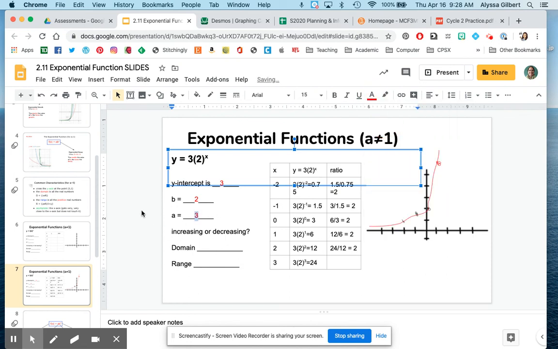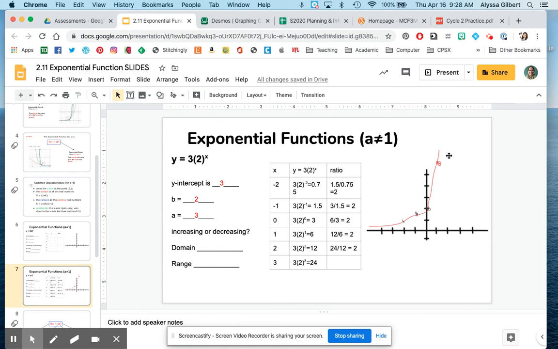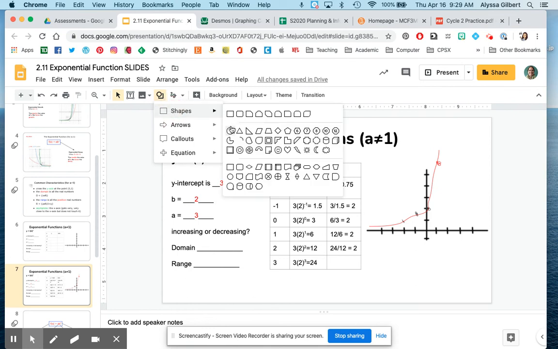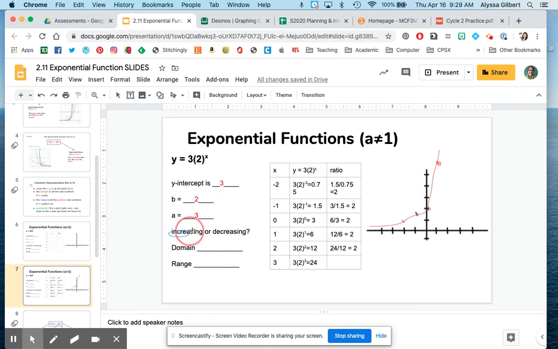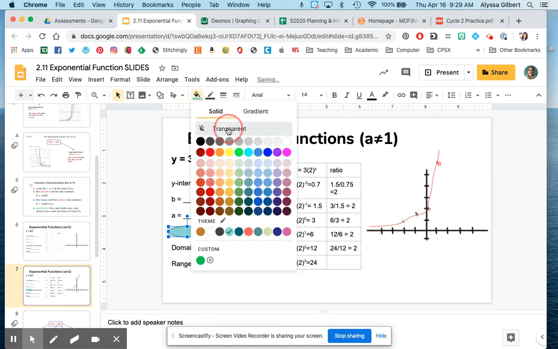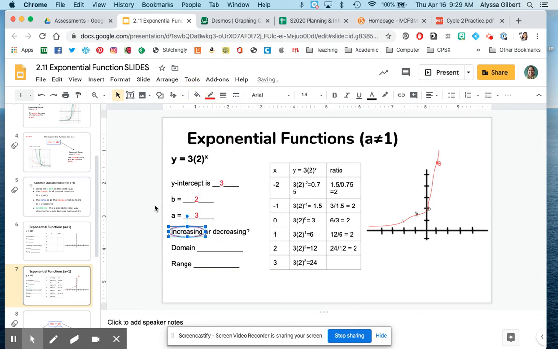Is it increasing or decreasing? Well, you can tell from my really, really terrible graph that it is going up. So we're going to put a circle around that, that it's increasing. And I'm just going to not fill it and put red around it.